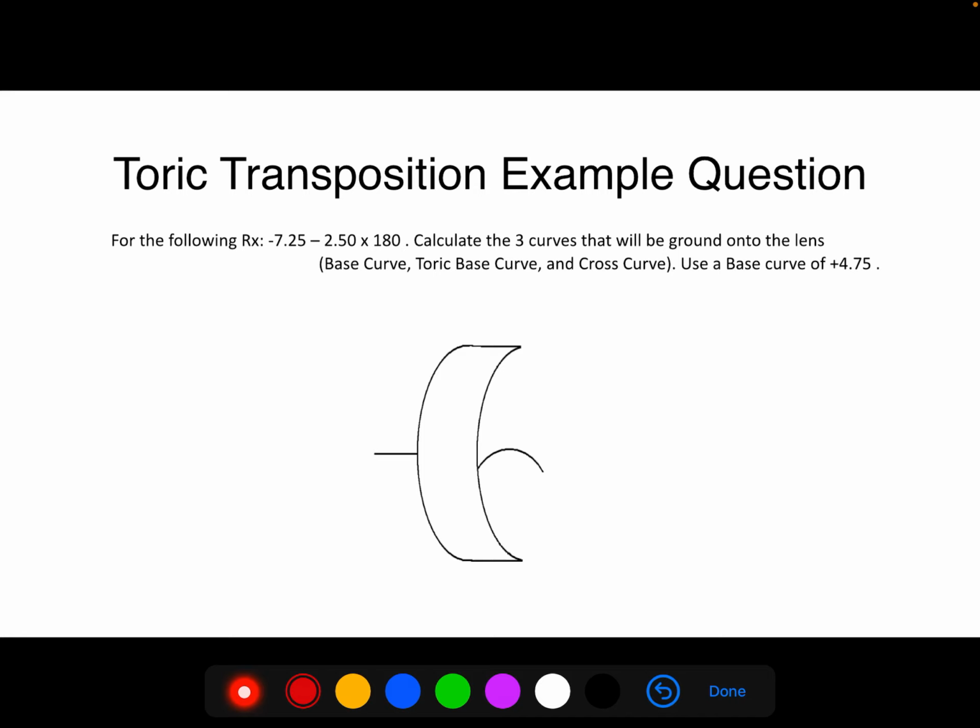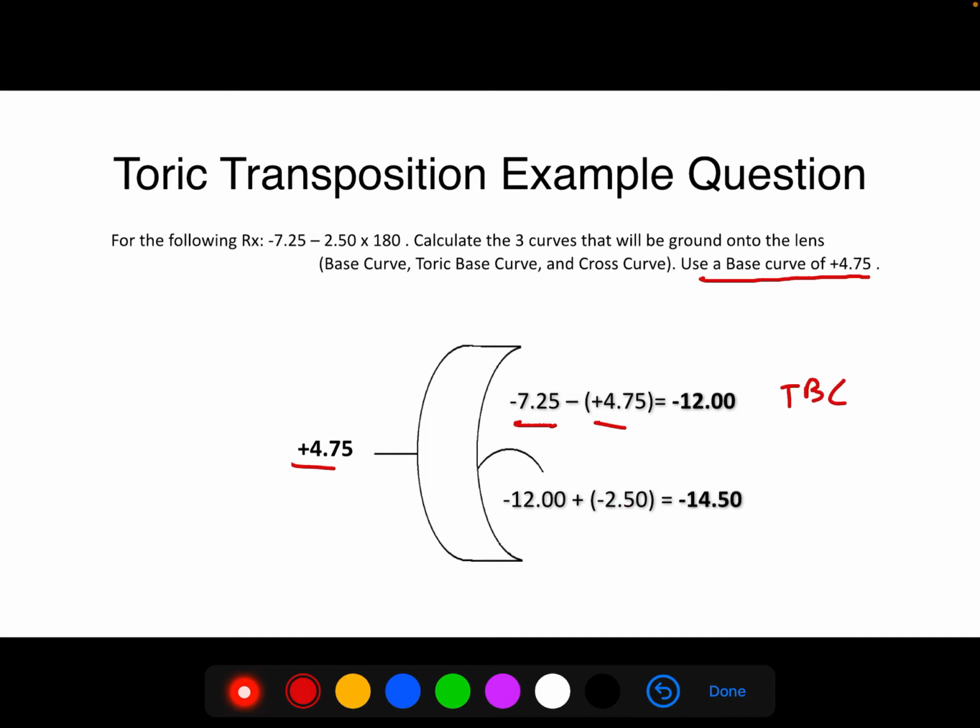Here's an example of a question giving us a base curve, so we don't need to do Vogel's rule. So we simply take that 4.75 and put it in its place. And then we're going to calculate the toric base curve by taking the sphere power in the original prescription and subtracting it from that base curve that's given. So our toric base curve is a minus 12, and if we add the cylinder in to the minus 12 to get our cross curve, we'll add the minus 2.50 and we'll get a minus 14.50.